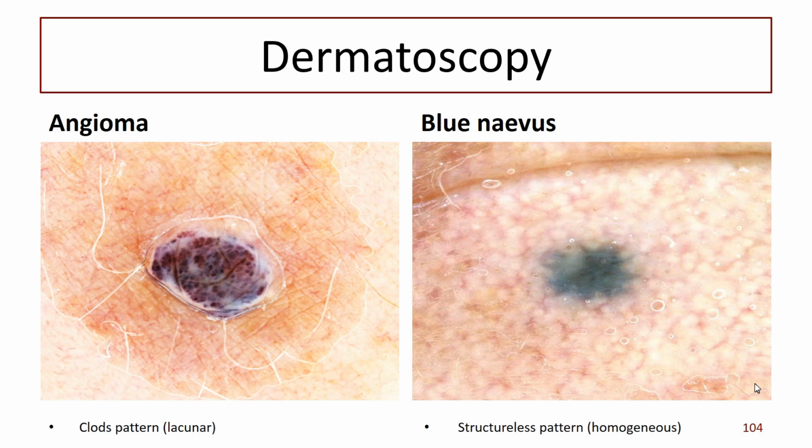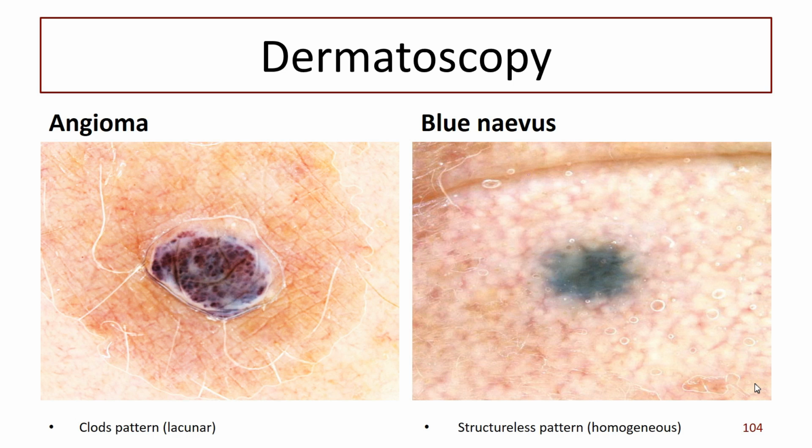Lots pattern. Yeah, and the conventional word was lacuna, but the modified word is the clods pattern. So it's so different, isn't it? So this is how you're going to describe this one. This is your blue nevus. Structureless pattern, and what colour is it? It's still blue. Whereas this one has become much redder purple on the dermoscopy. And do you see how it's made up of discrete structures?